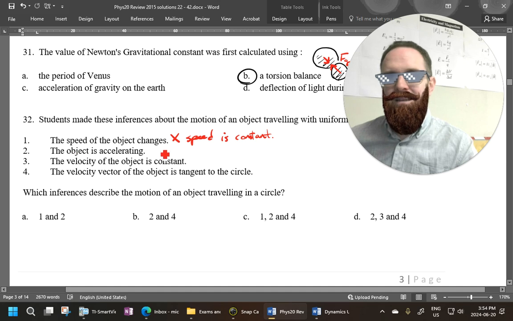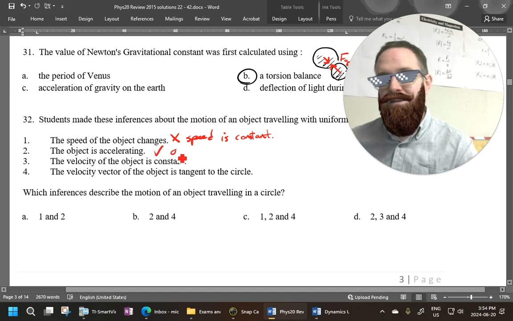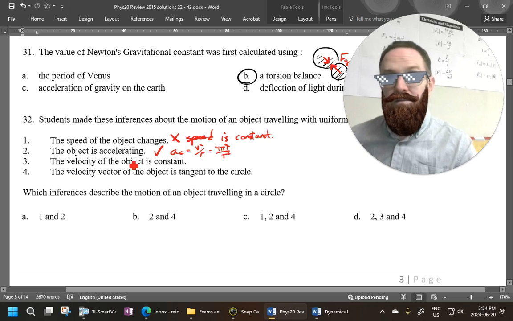Object is accelerating. That's true, definitely, because we have an ac, right? Definitely an ac. It's equal to either v squared over r, or it's equal to 4 pi squared r over t squared. So that's definitely a true statement. The velocity is not constant, right? Velocity is always changing because you're always changing direction.